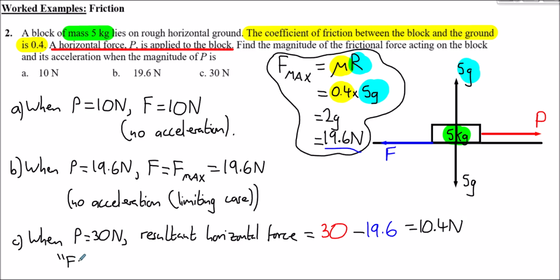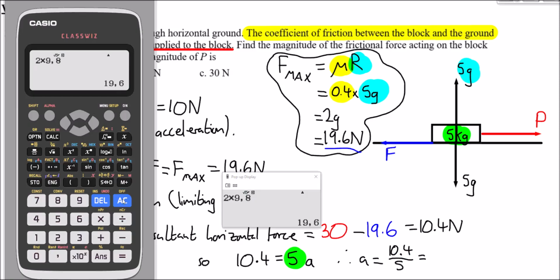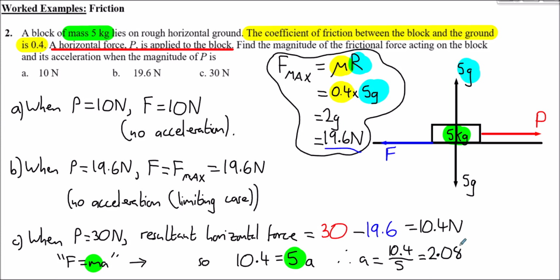We can now apply this idea of F equals ma in the horizontal direction. So the resultant force, which is 10.4, equals the mass of the object. Well, we worked out the mass earlier. The mass is 5. Sorry, we didn't work out the mass. We were told what the mass was. Apologies. So 10.4 equals 5 multiplied by the acceleration. Therefore, the acceleration of this block now will be 10.4 divided by 5. Calculator if you wish. So 10.4 over 5 gives us 2.08 meters per second squared. And to give a direction, it's going to be to the right.